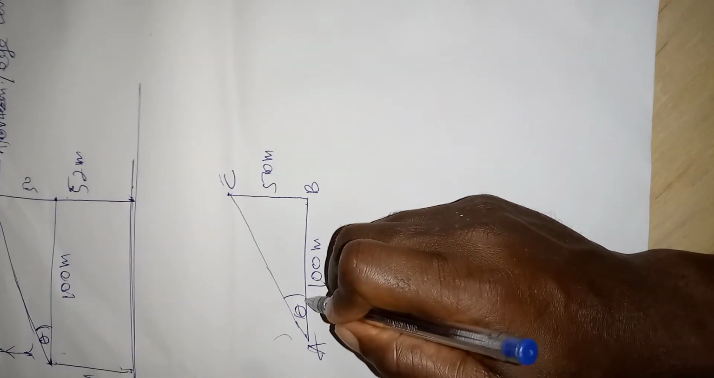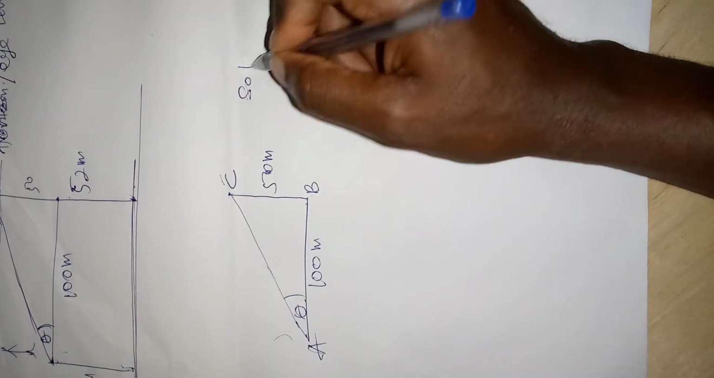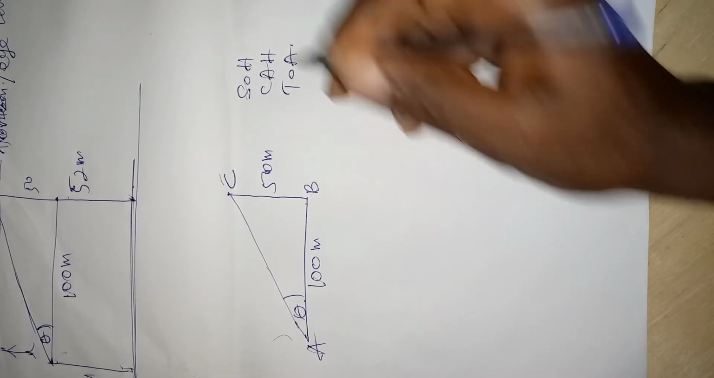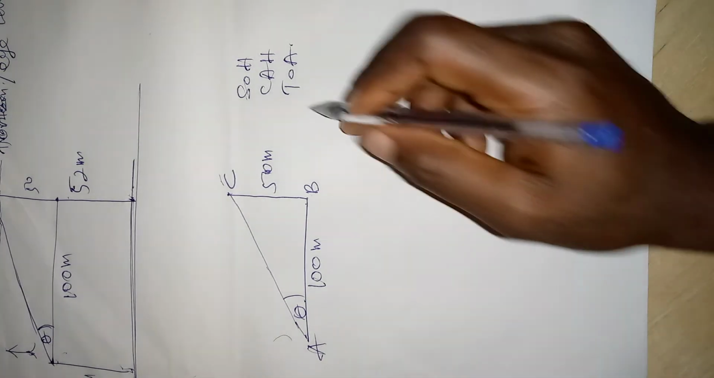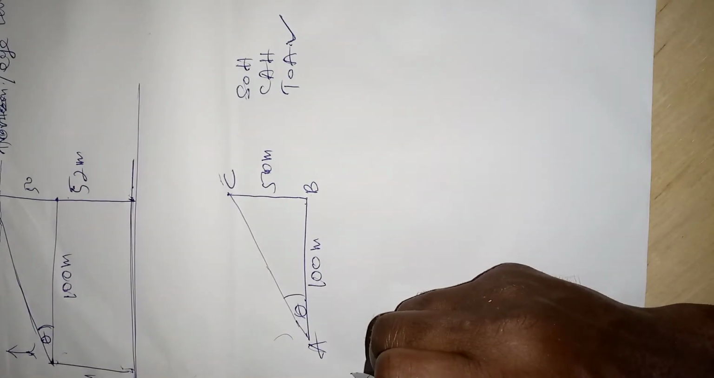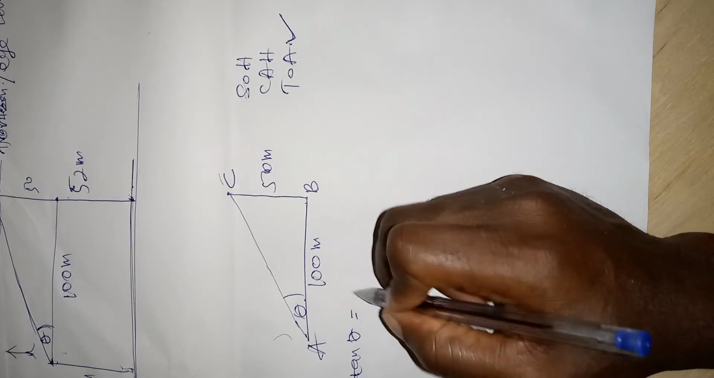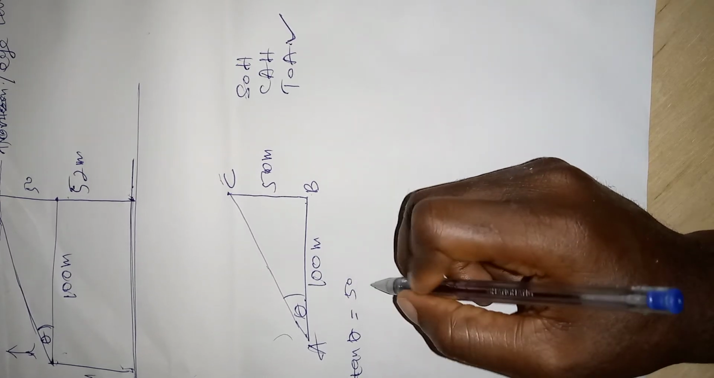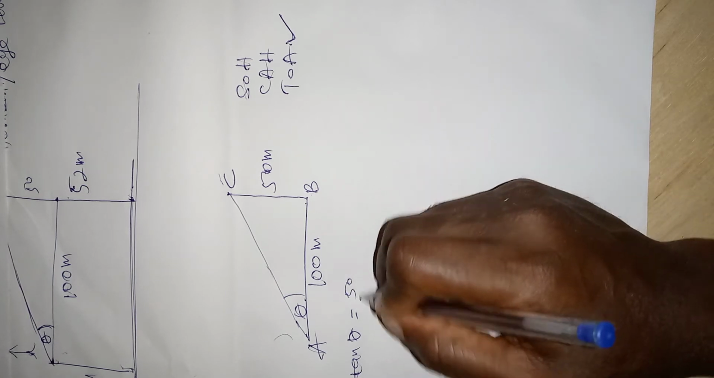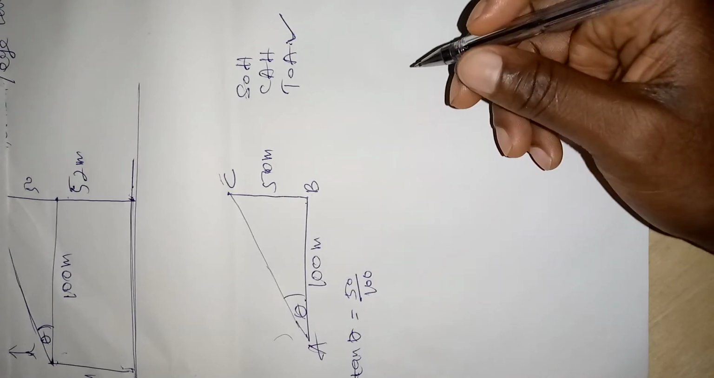How do we compute this? Let's recall our SOHCAHTOA. Those are the trig ratios. So in this case, we are going to employ tan. That is, the tan of the angle theta should be equal to the opposite, which is the height of the building from the eye level of the man, divided by the distance of the man from the building.